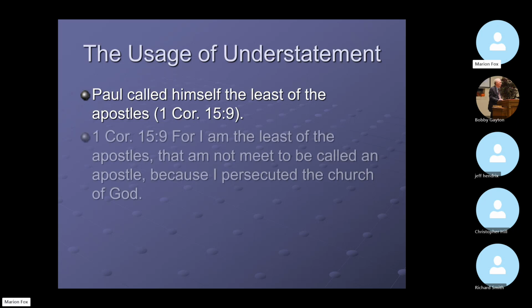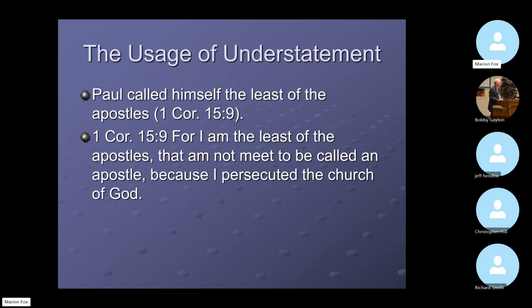Paul called himself the least of the apostles, and not suitable. The word meet means suitable. "Be called an apostle because I persecuted the church of God." So that's why he says that. That's why he thought of himself that way.